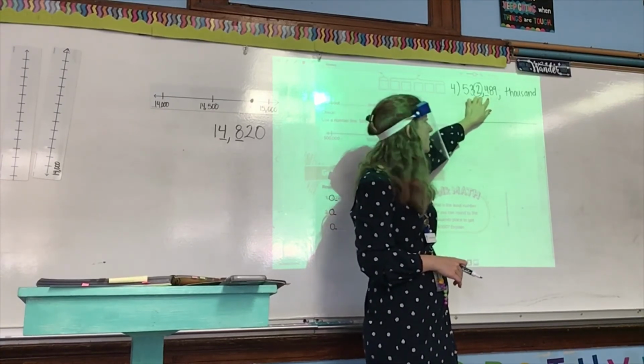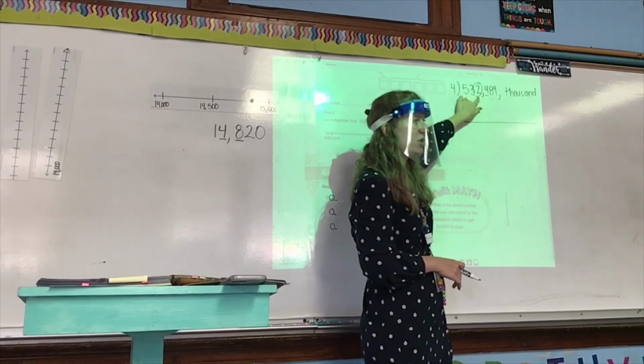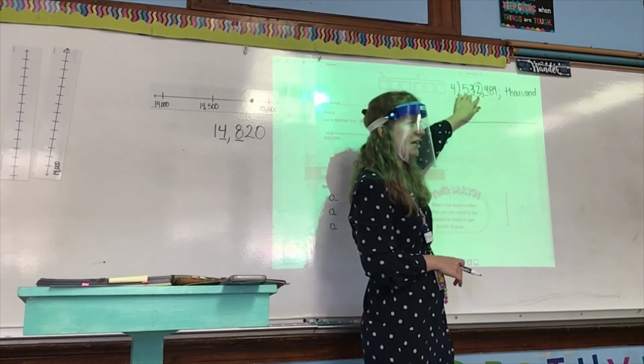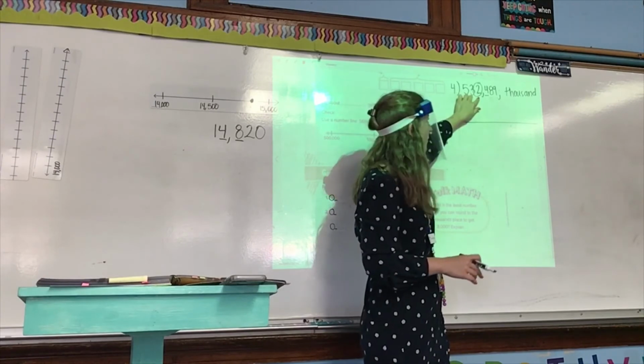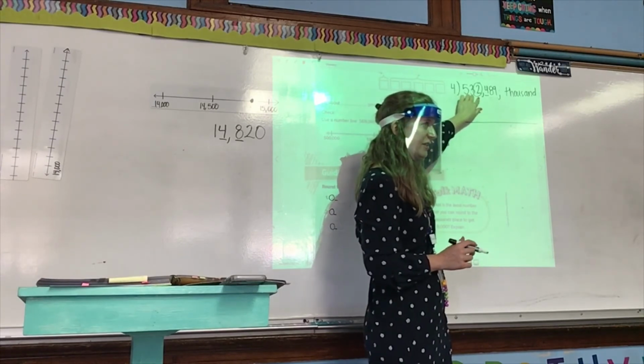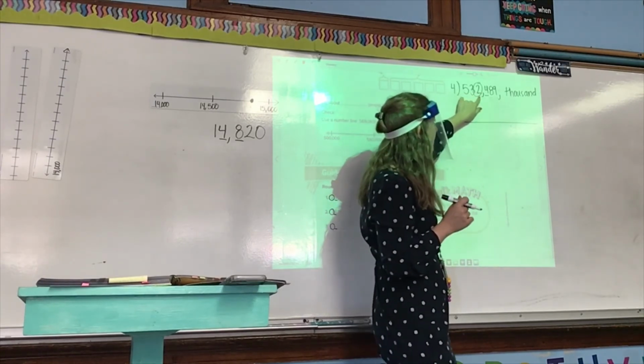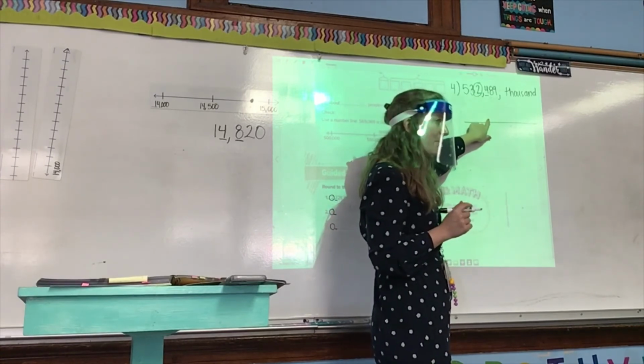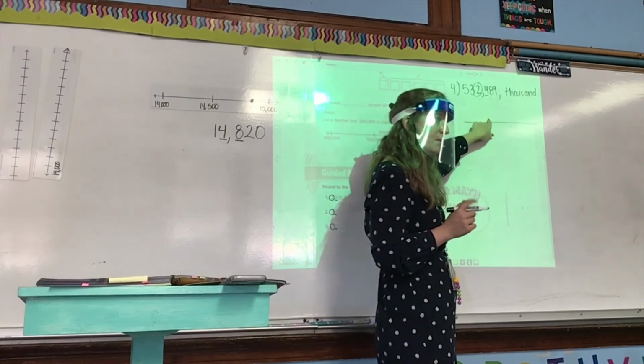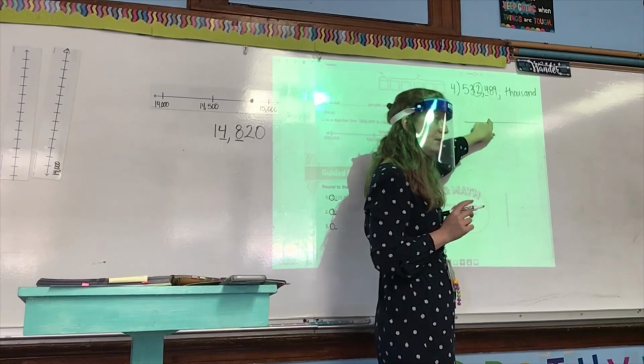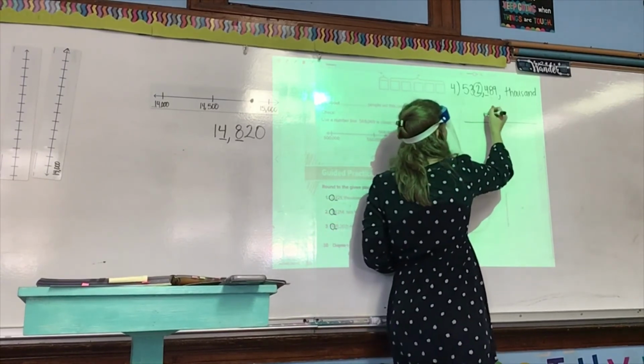4 or less. So that means, what do we do to the circled digit? Do we let it rest or do we let it soar? Let it rest, which means we add how much to the circled digit? 0. So what do we do to the circled digit when we get to our number? Do we keep it the same or do we change it? We keep it the same.